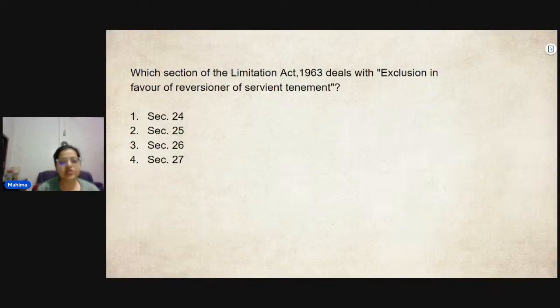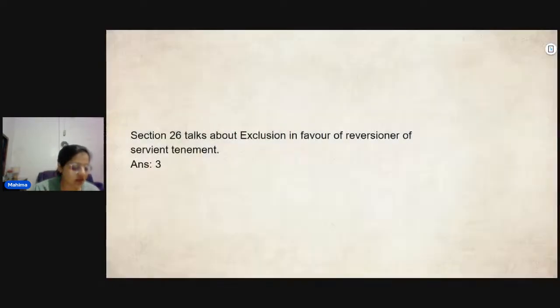Which section of the Limitation Act deals with exclusion in favor of reversioner or servient tenant? 24, 25, 26, 27. Yes, it is section 26. It was a direct question.